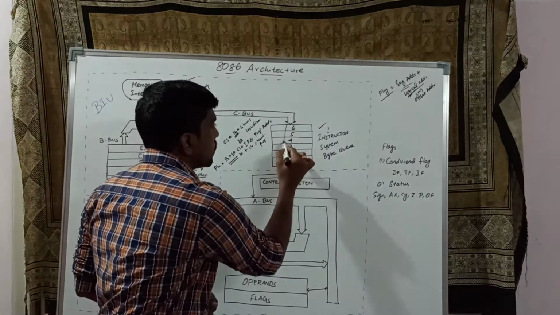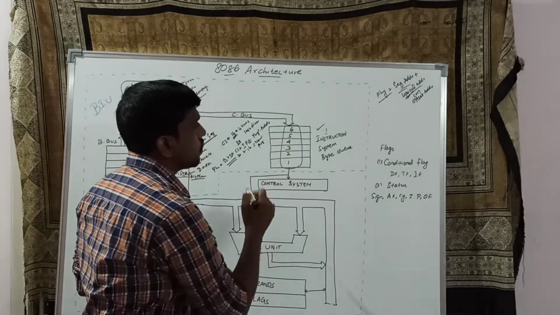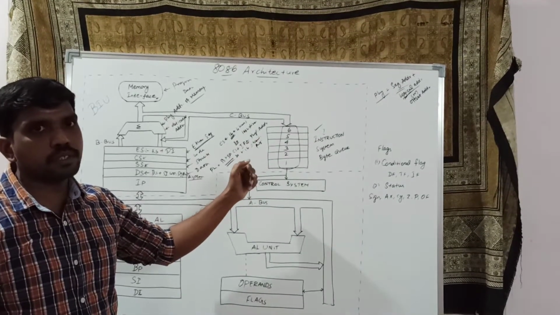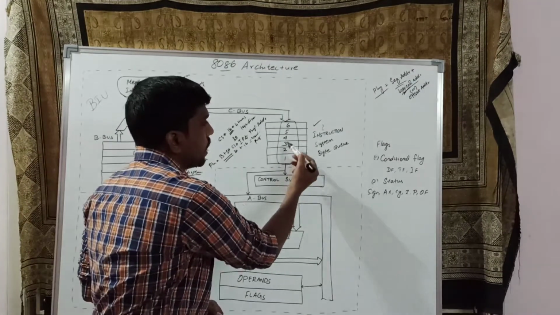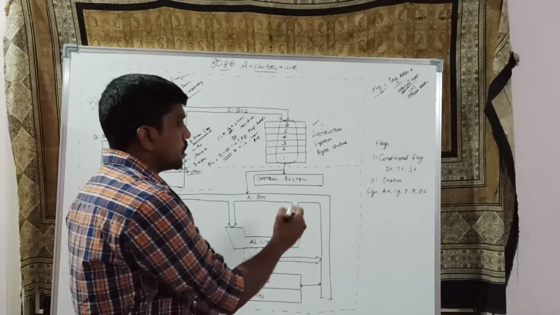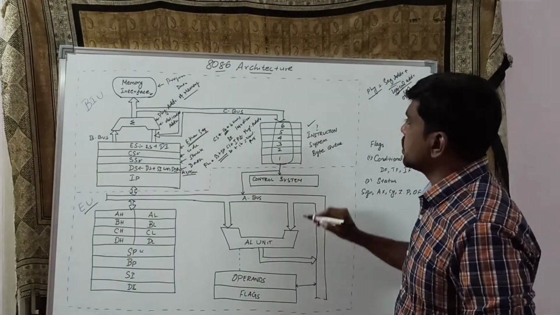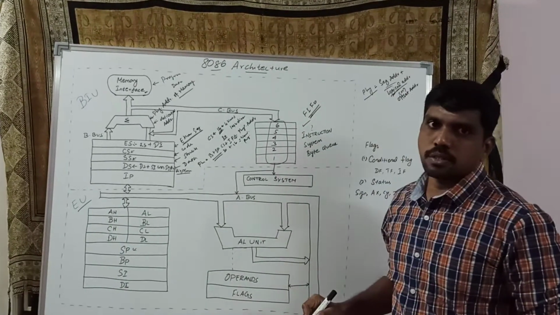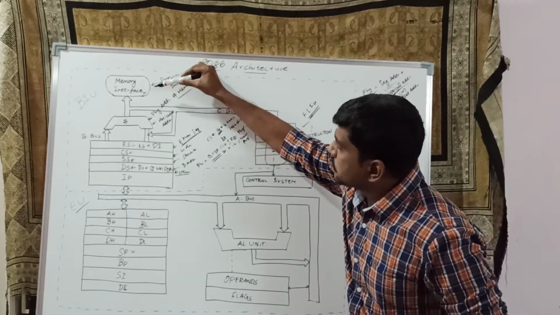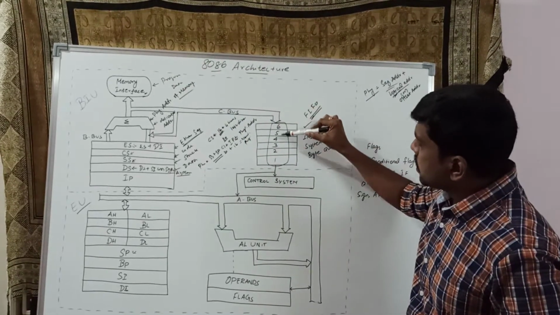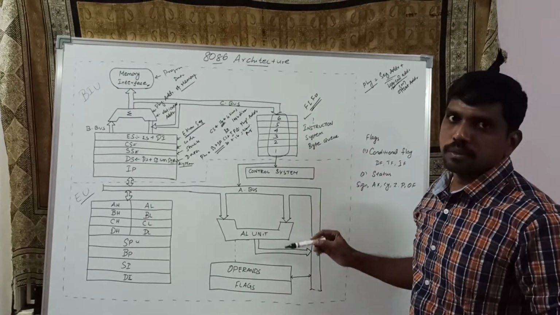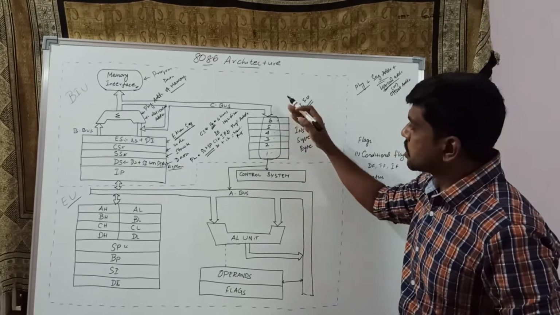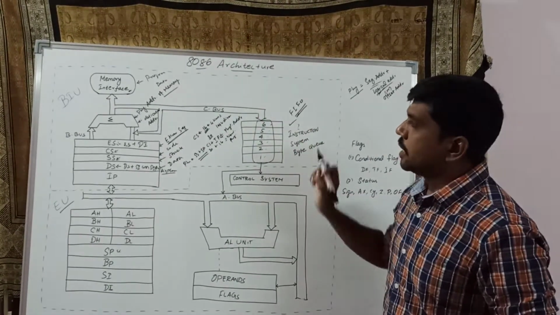This block gets 6 bytes of instructions. Each instruction contains bytes, so 1 byte of instruction is 8 bits. Here you can hold 6 instructions. The basic function of this instruction queue is FIFO, first in, first out. You access the instructions from the memory unit and insert them in order: first instruction placed here, then second, third, fourth, fifth, sixth. So you can prefetch 6 levels of instructions from the memory unit.